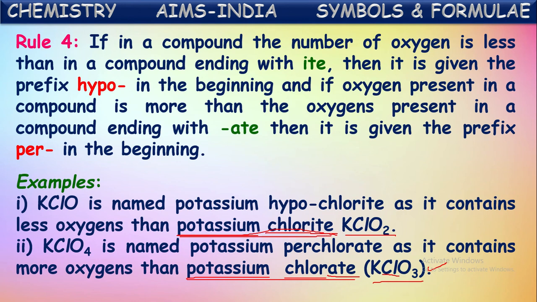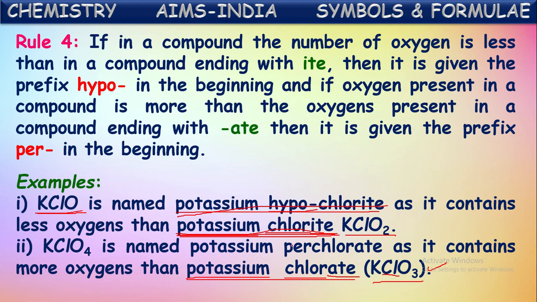But there exist some more compounds. One compound, KCl, if we observe, has fewer oxygen atoms than that of potassium chlorite. If a compound exists like this, then it is named by attaching a prefix hypo before the chlorine atom, the non-metallic element's name. Now it can be pronounced as potassium hypochlorite. Okay, potassium hypochlorite with formula KClO.